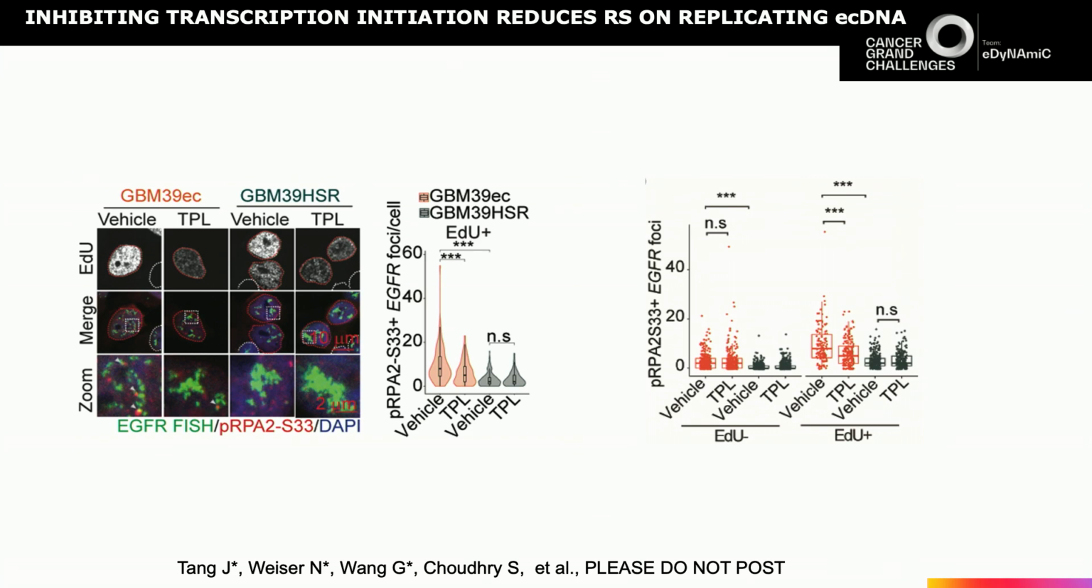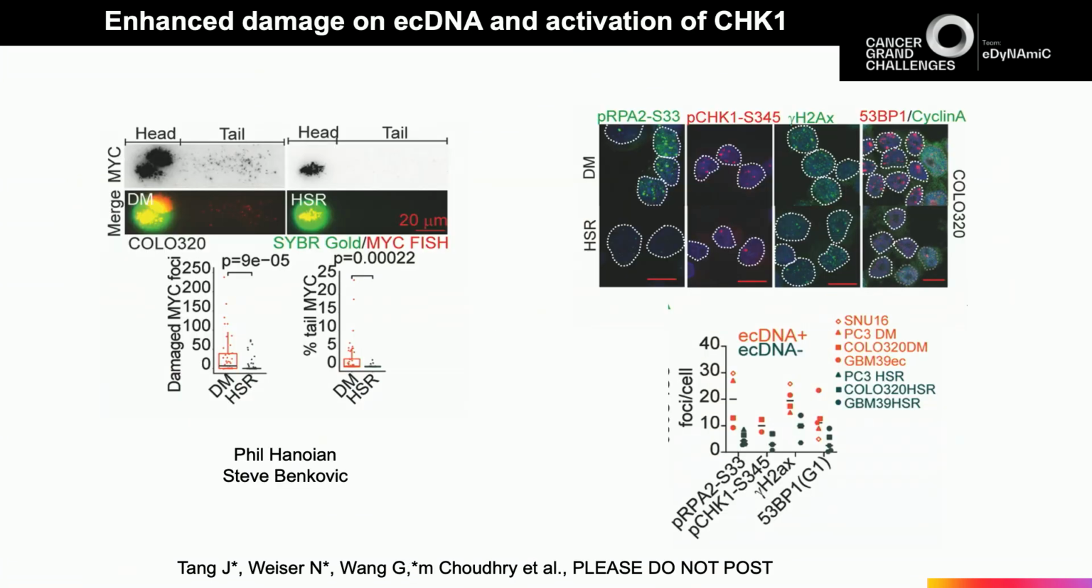Importantly, if this is driven by these collisions, blocking transcription should abrogate that. And we found that blocking transcription initiation with triptolide actually does that, and it does that specifically on the extrachromosomal DNA particles and on the EDU positive cells. So it really is the interaction between transcription and replication that's driving this enormous amount of stress.